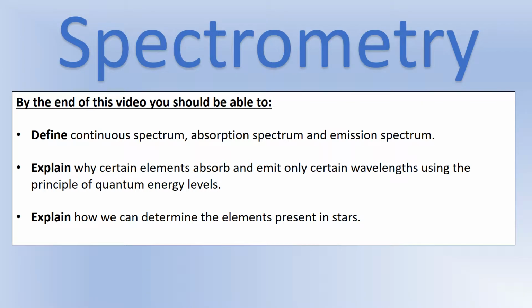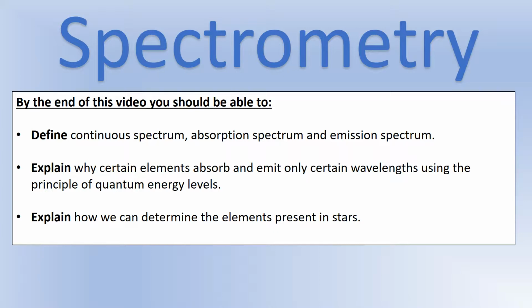So in this video I'm going to look at spectrometry, or how we take measurements from stars using their light. We're going to take a look at how we can actually work out what stars are made of. To do that, we're going to need to understand the different types of spectra that we can get. We're going to need to understand why elements can only absorb or emit certain wavelengths, and then we can use those two things put together to explain what's in a star.